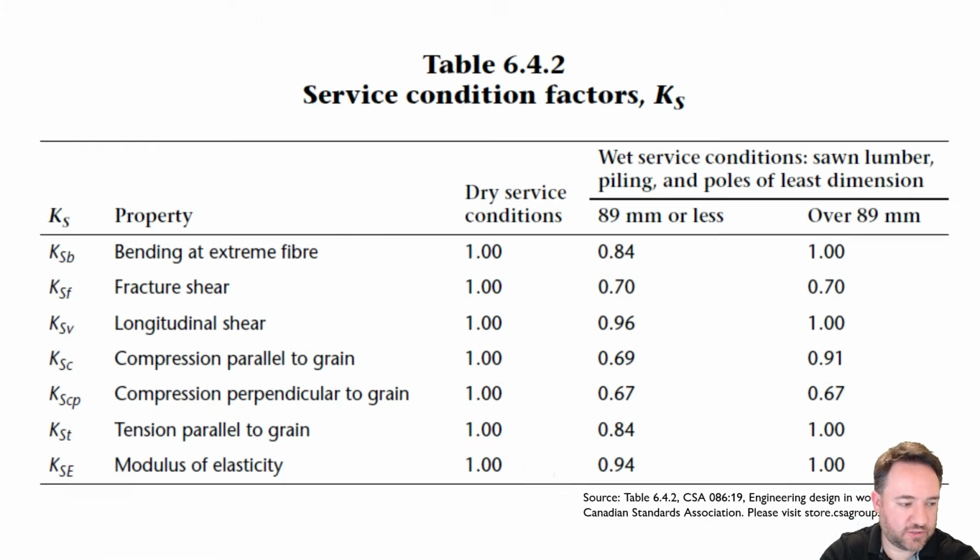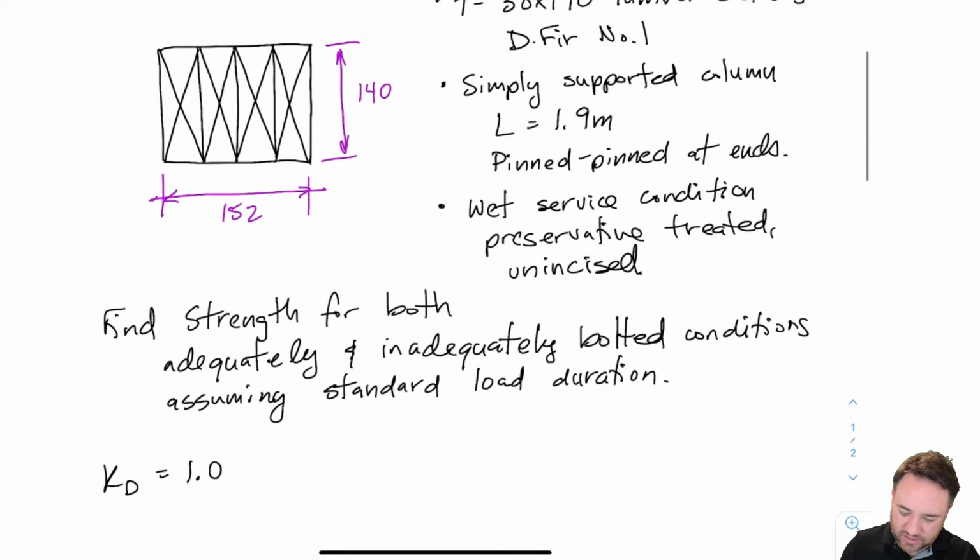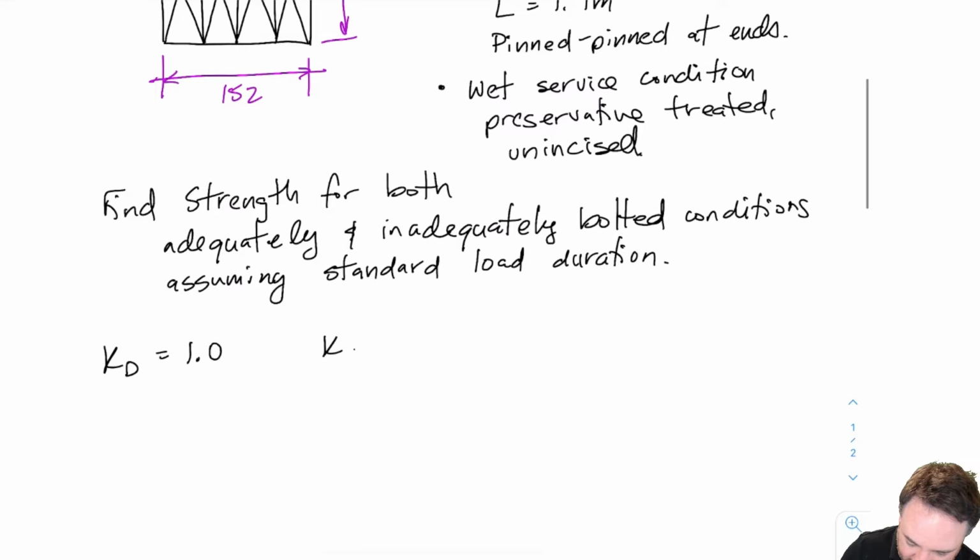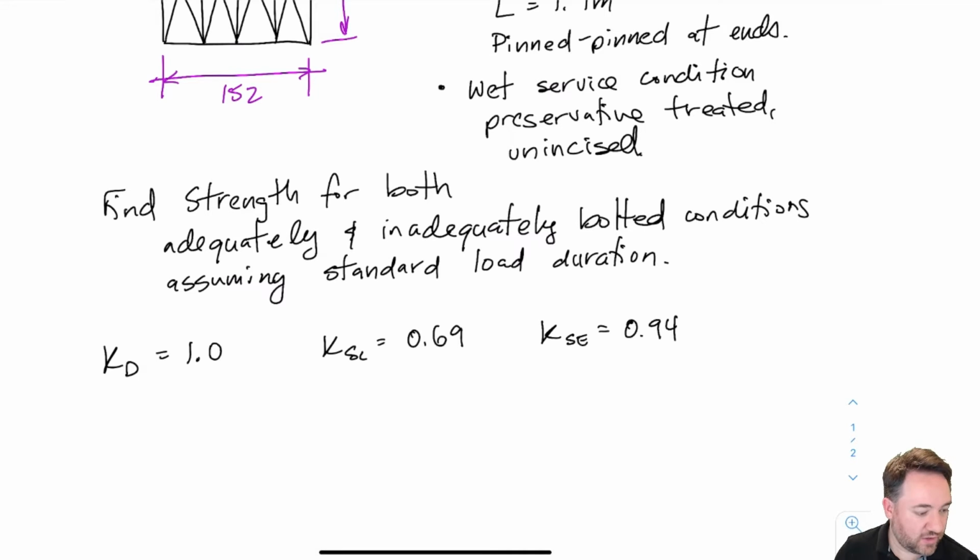So let's go back to here. If we're doing it for each individual ply, they're 38 by 140, so the least dimension is 89 or less. That means my KSC is going to be 0.69 and my KSE is going to be 0.94. So let's put those in here. We have our KSC equal to 0.69 and our KSE for our Young's modulus is 0.94. Okay, very good. So now we need our KT.